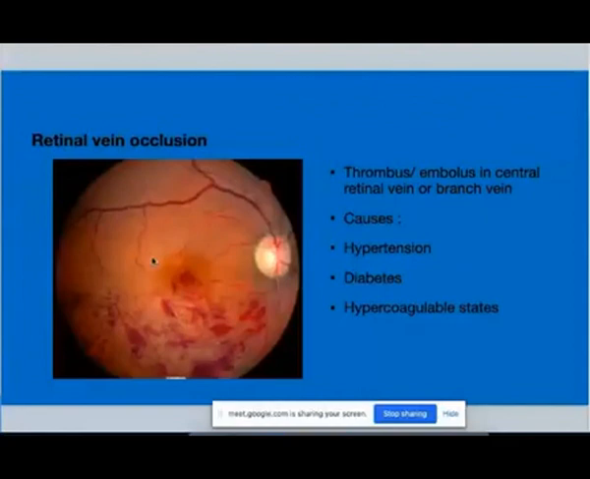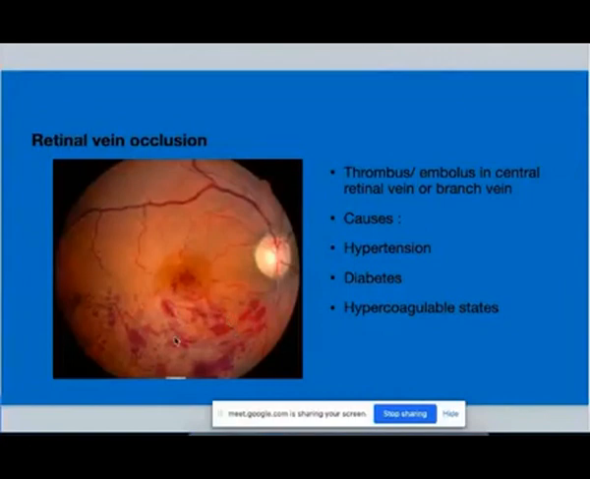The next one is a retinal vein occlusion. We commonly see this. A thrombus or an embolus forms in the central retinal vein or one of the branches. Here we have the inferior branch vein. So the inferior temporal branch vein got occluded, and you see multiple hemorrhages on the retina. And this causes a loss of vision in this.